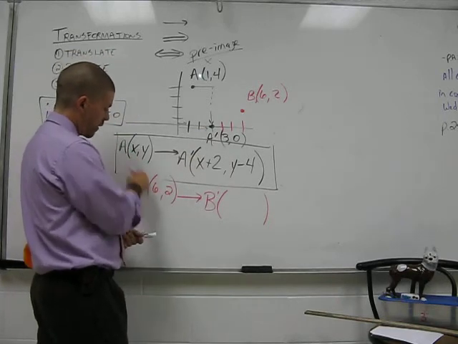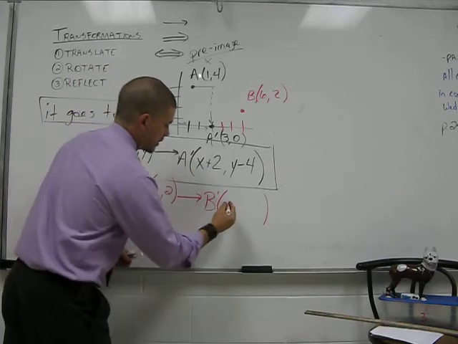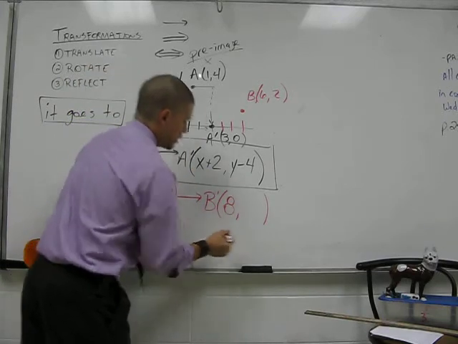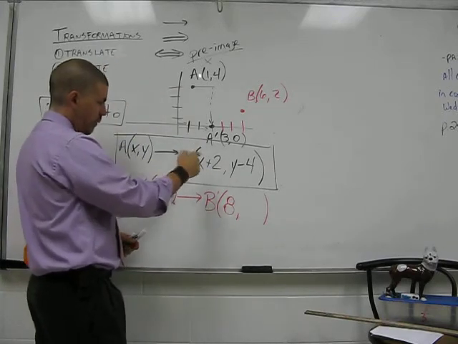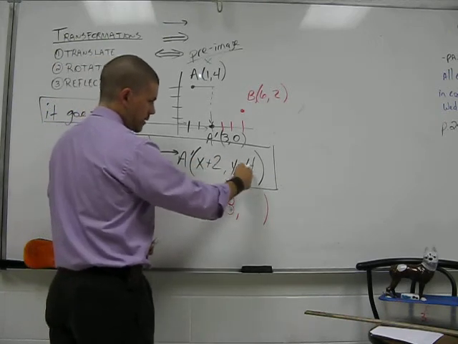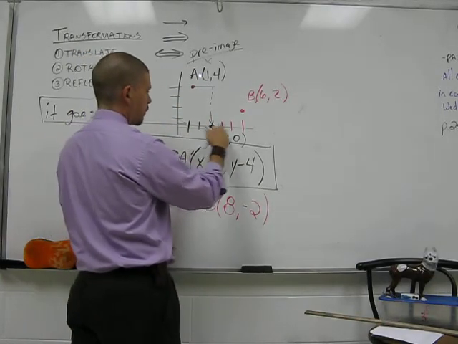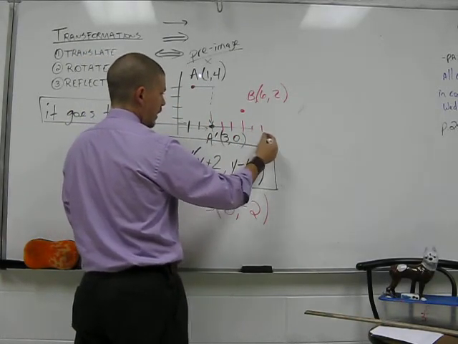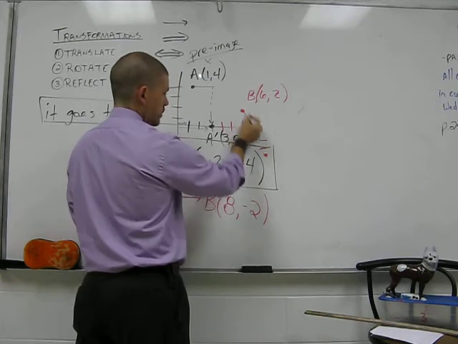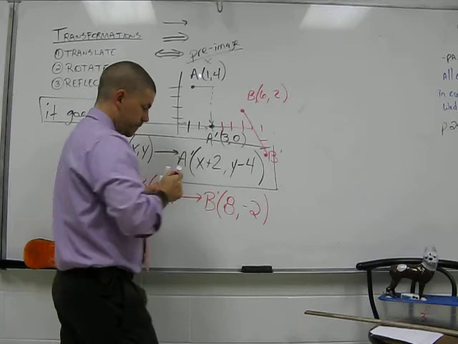Well, here's my X, right? So what do I do with that 6? I add 2, that's right. So 6 plus 2 is 8. Good. And then I take my Y. My Y is 2, and I subtract 4. 2 minus 4 is negative 2. So I would have to plot B at 1, 2, 3, 4, 5, 6, 7, 8, and then a negative 2 down here. So that right there is my B prime. So that's how it works.